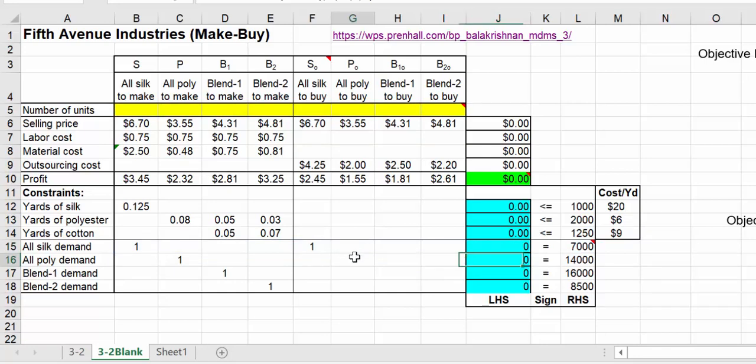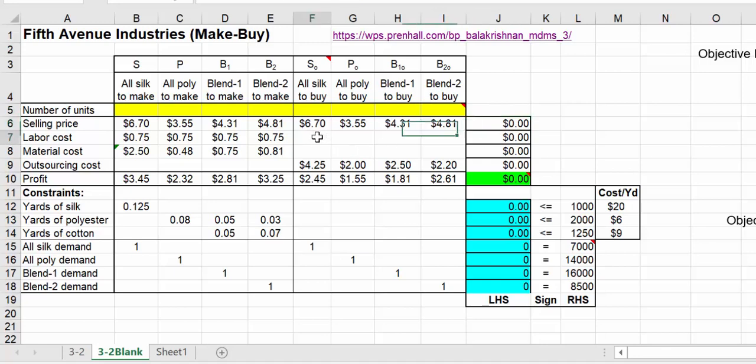All right, same thing for polyester. We got two sources. We got the in-house, and we've got what we can buy from the outsourcer. So you can see that that's going to have two components. And as well, blend one has our in-house source, and blend one has our outsourcing source. All right, we can put that in. And then lastly, we have right here blend two. So blend two has two different sources: in-house, how much we can make, and anything else that we can buy.